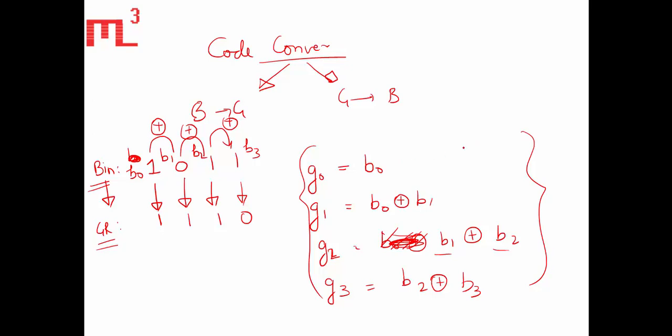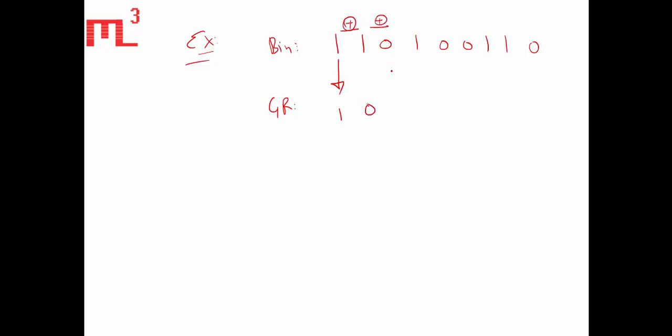Let's take one more example. Suppose we have 1 1 0 1 0 0 1 0 1. This is binary, and now I want to convert this binary into gray. Very simple. Take the first bit as it is. XOR between the first two will give 0. XOR between the next two will give 1. XOR between the next two will give 1. Then 1, then 0, then 1, then 0, and then 1. So this is the way to convert binary into gray.